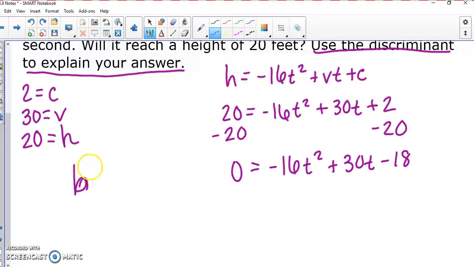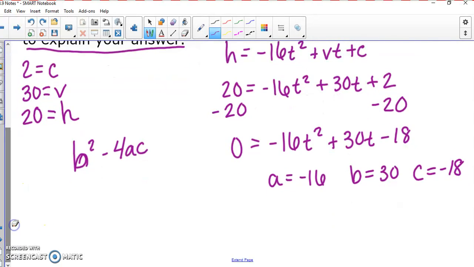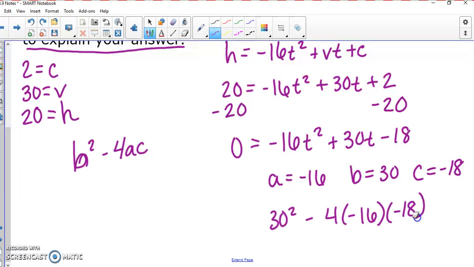Remember, that's b squared minus 4ac. And I'm just going to figure out if it ever will reach 20 feet. So if it comes out as a positive answer, then it will. If it's a negative answer, then it won't. So my A value, negative 16, B is 30, and C is negative 18. So I'm going to plug all that in. I'm going to go 30 squared minus 4 times A times C. And if you plug all that into your calculator, you come out to negative 252.